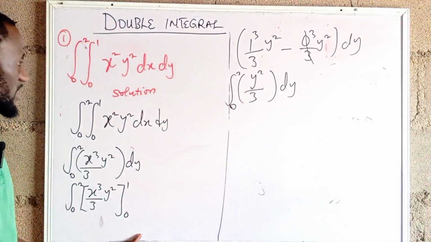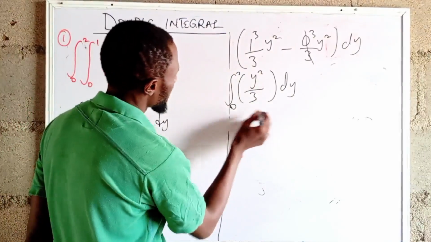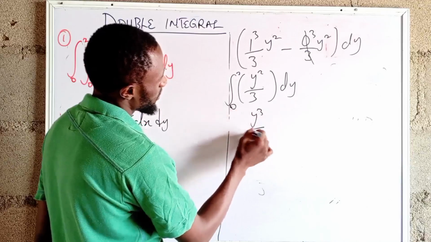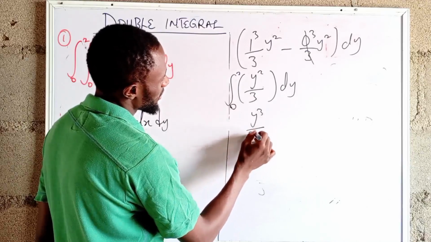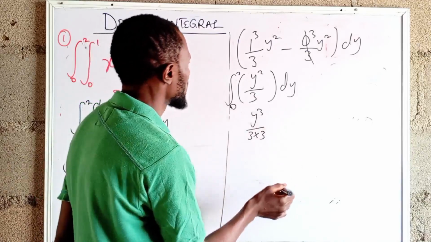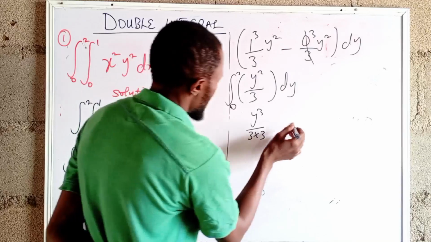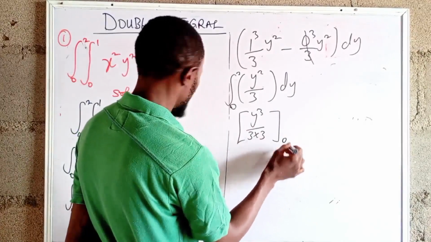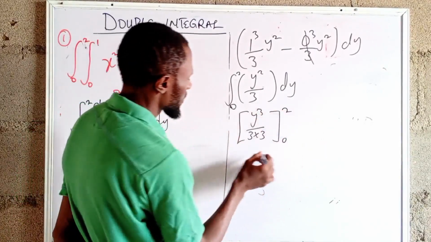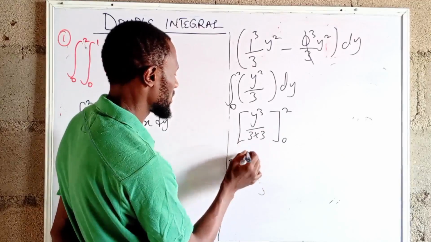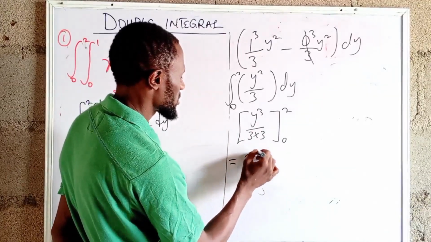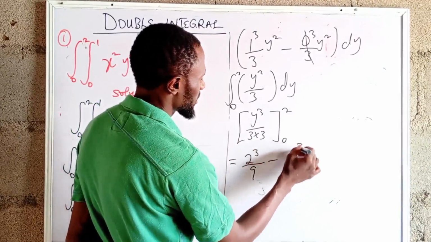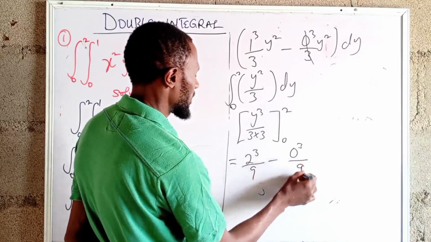Then by taking the next integral, now we are going to integrate this again. By integrating y square, we are going to have y cube all over 3. Then we're supposed to take the limits from 0 to 2. Okay, in the next stage we are going to take our limit as 2 raised to power 3 all over 3 minus 0 over 3.